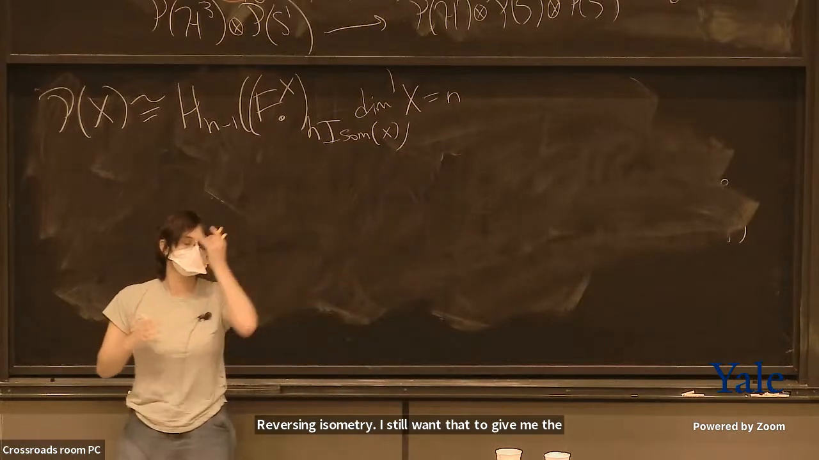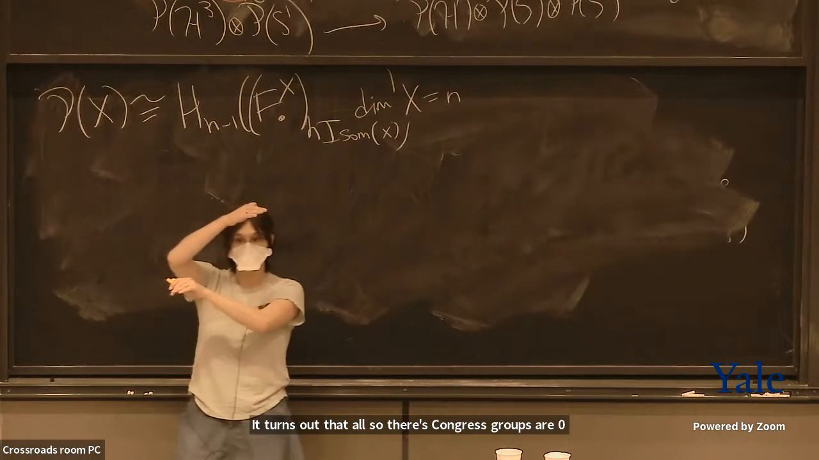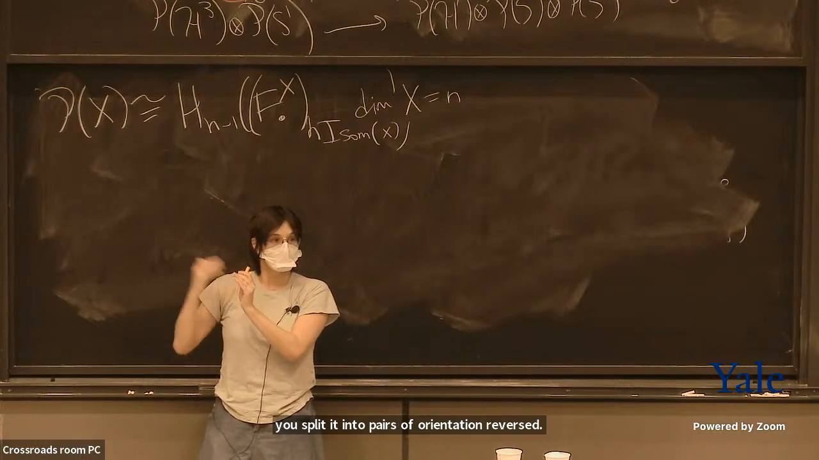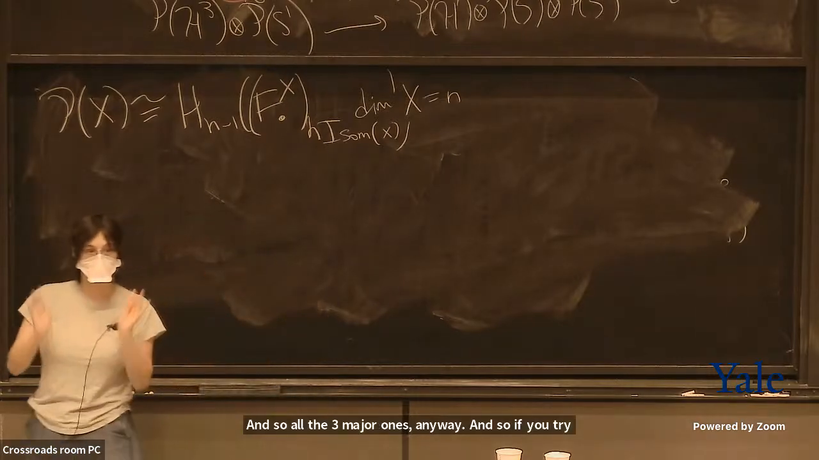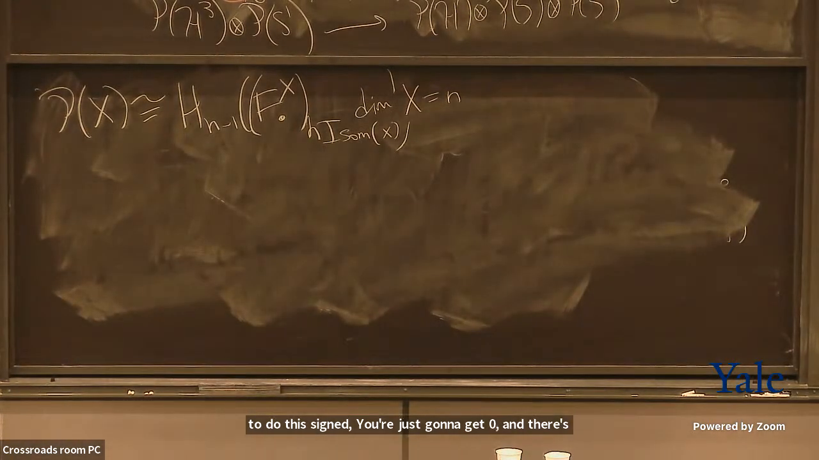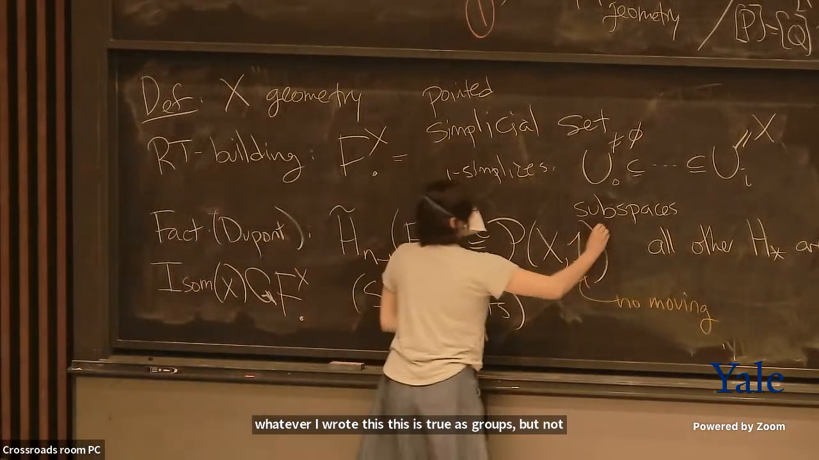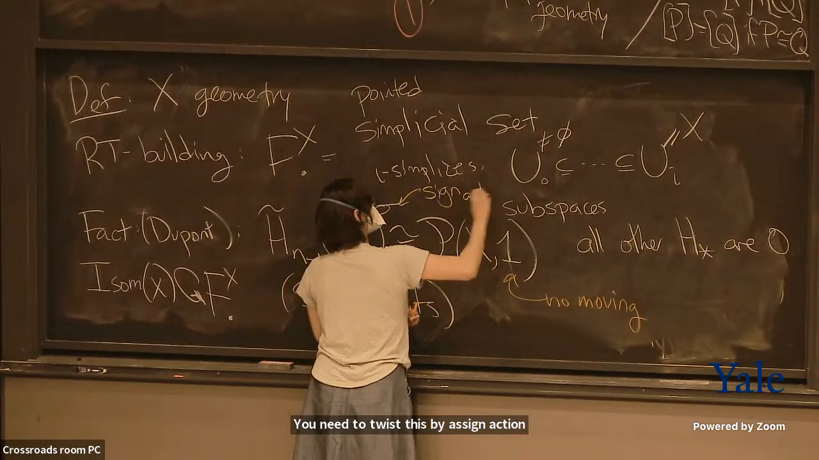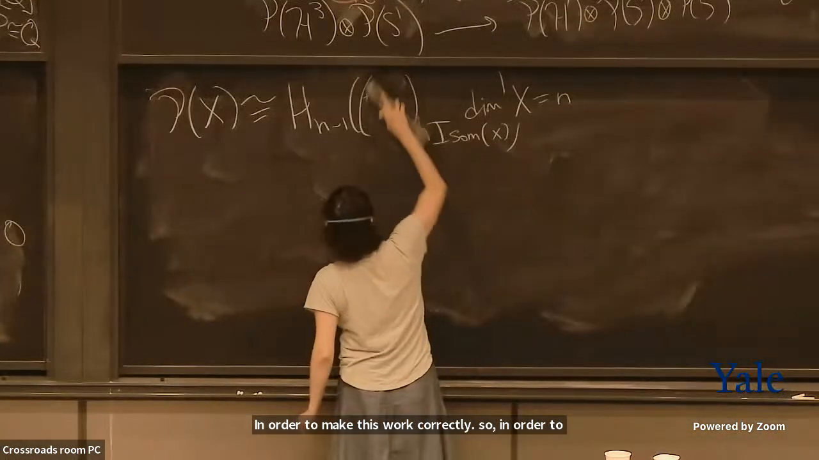And this is really important, because if you try to do things signed, it turns out that all scissors congruence groups are zero. Because if you take the angle bisectors of a simplex, you split it into pairs of orientation reversed congruent simplices. And this works in all geometries. And so all the three major ones anyway. And so if you try to do this signed, you're just going to get zero and there's not going to be anything interesting happening. So you need to actually be unsigned. And so in fact, when I wrote this, this is true as groups, but not as isometry of X modules. You need to twist this by a sign action in order to make this work correctly.